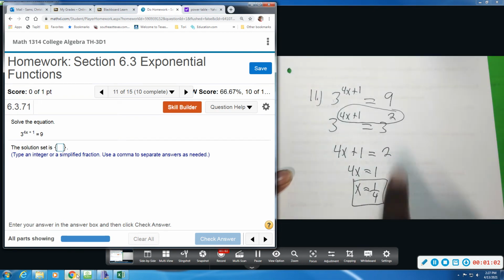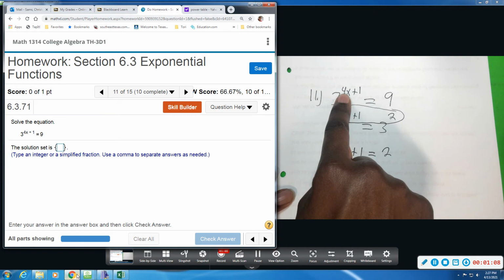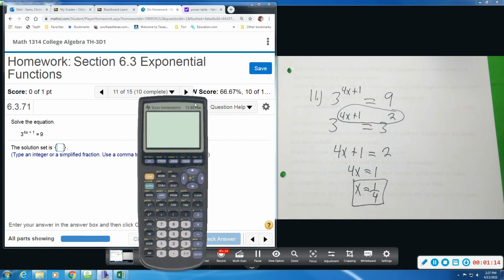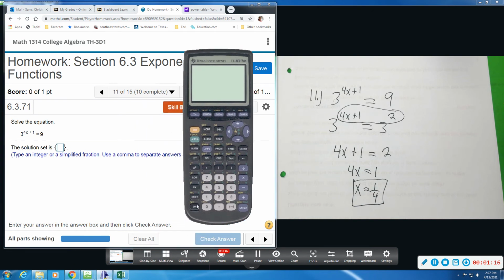Okay. And as you do these, I would recommend plugging that into your calculator and verifying that you get 9. Okay, so you always want to get in the habit of checking. I've just been a little bit sloppy with checking, or overconfident, I guess I would say. Second, quit. I'm going to clear this out. I'm going to type in this expression, but I'm going to put 1/4 and make sure I get 9.